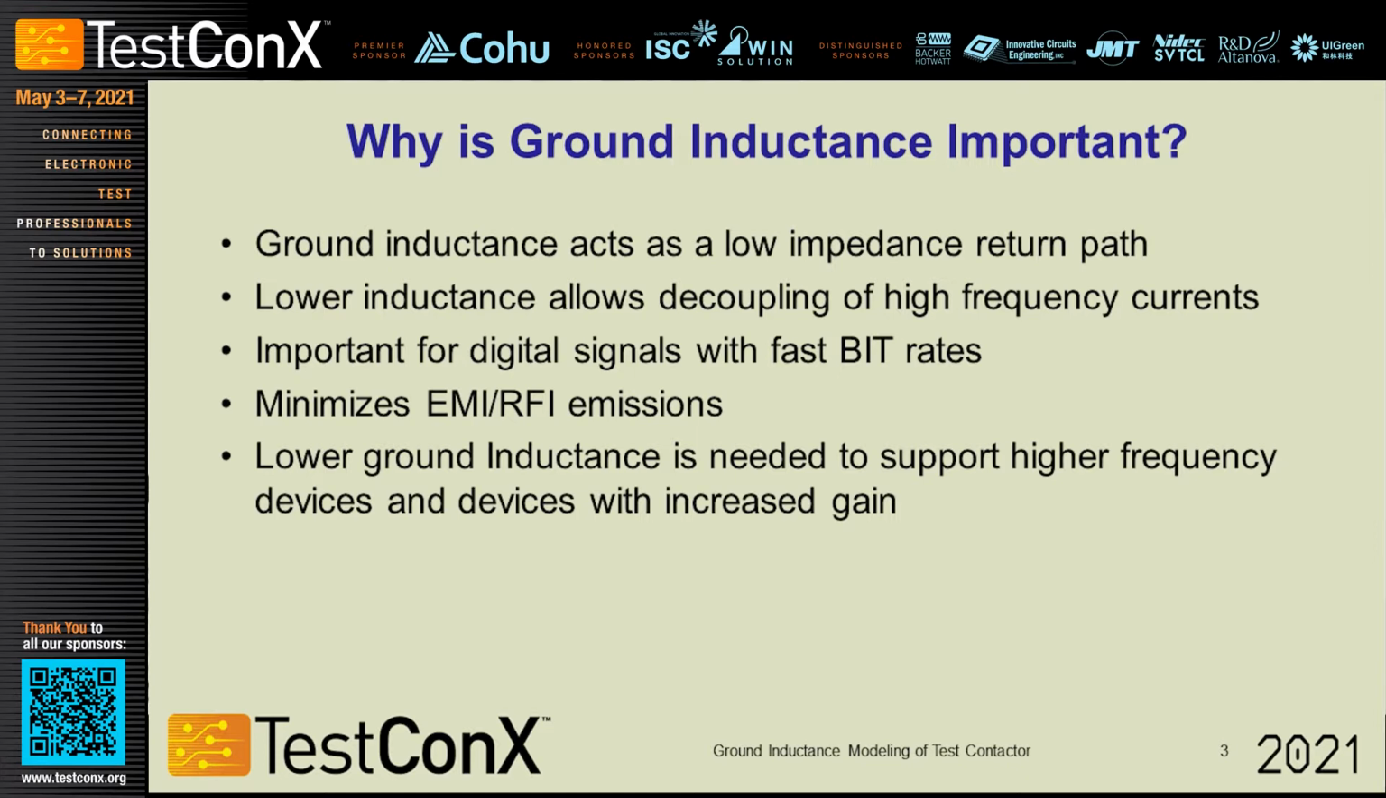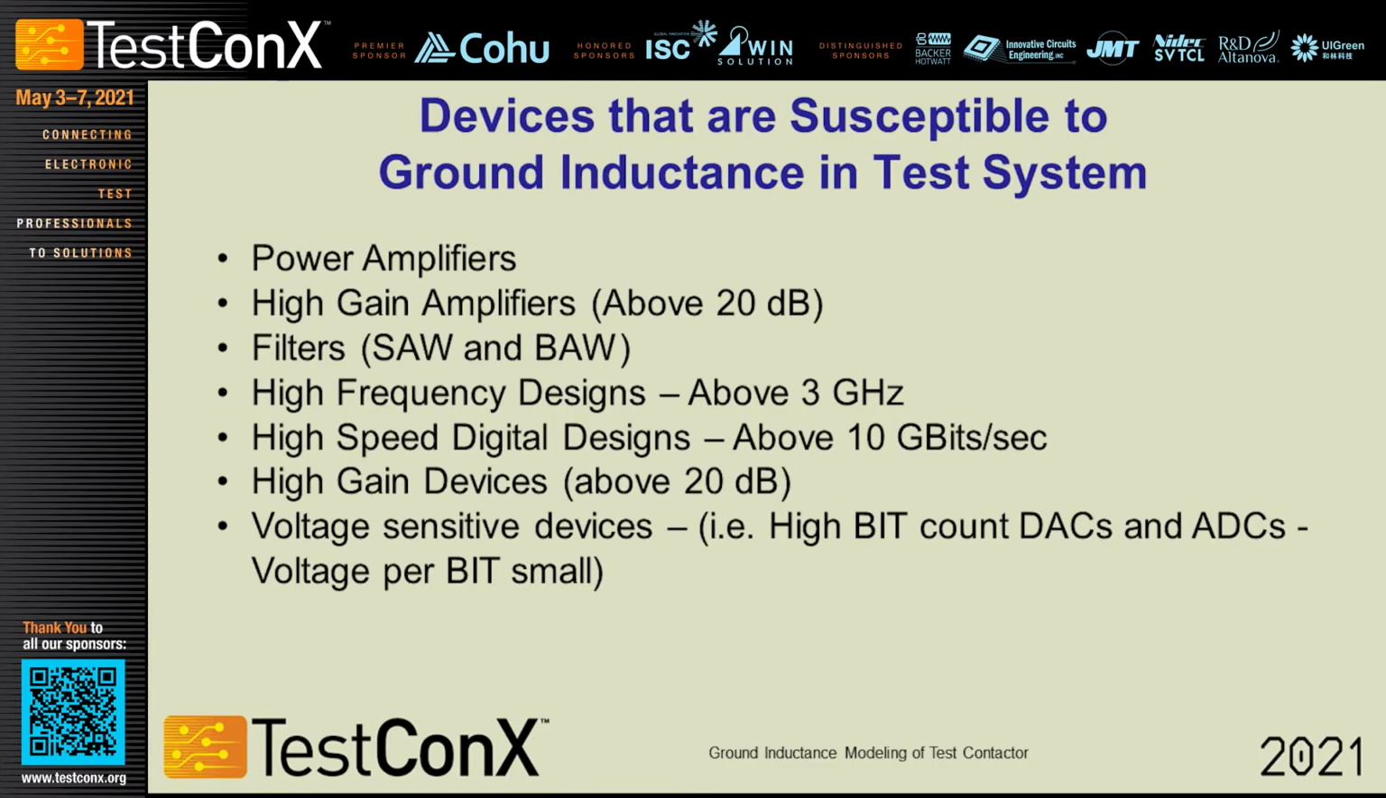The devices that are susceptible to ground inductance in the test system are power amps, high gain amplifiers, usually above 20 dB, and filters such as surface acoustic wave and bulk acoustic wave filters. A SAW filter is widely used in mobile devices or automotive applications to filter both the RF and the IF frequencies. A SAW filter uses the piezoelectric effect to turn the input signals into vibrations that are turned into electrical signals at the desired frequency range.